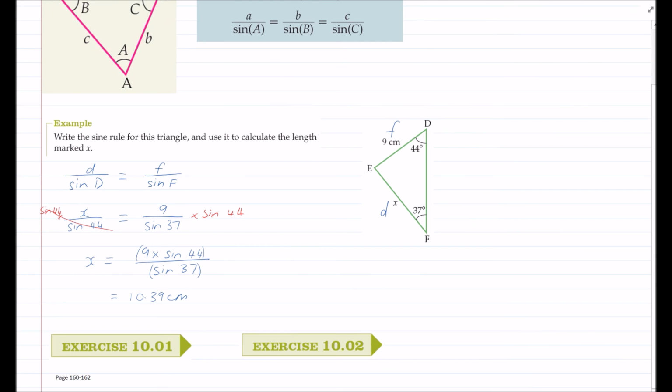It's simply substituting in, and the work that you have to do for this is exercise 10.01 and 10.02, which is on pages 160 to 161.